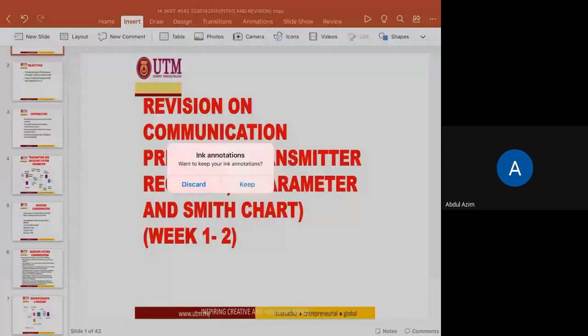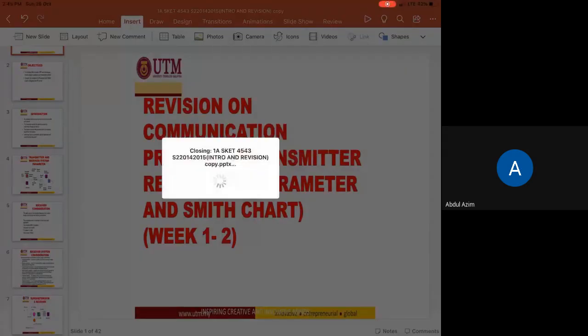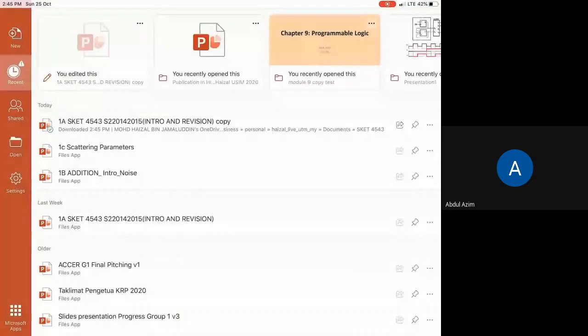So this is the slide that I call 1A. I give you the slides from 1A until 1E. Basically 1A until 1E is just a revision. There are also some examples. So 1B is principle of complication.